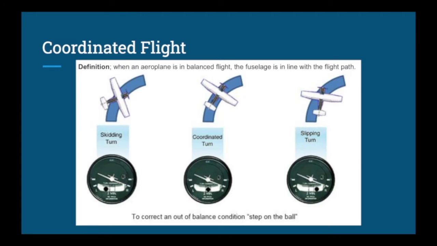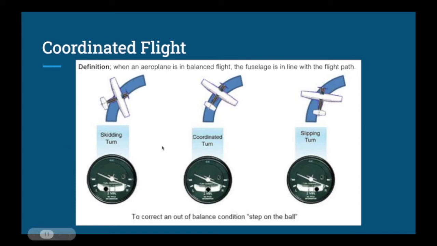We do have an instrument that can help us out with this, and it's called the turn coordinator. So if we look at the center diagram here, this is called a coordinated turn. And if we look at the turn coordinator, it's in the bottom left of your six-pack. The ball is centered in the cage. So that means we're in coordinated flight. The tail is following the nose. We're nice and straight. If the ball is outside, either to the left or to the right, we use the saying step on the ball.